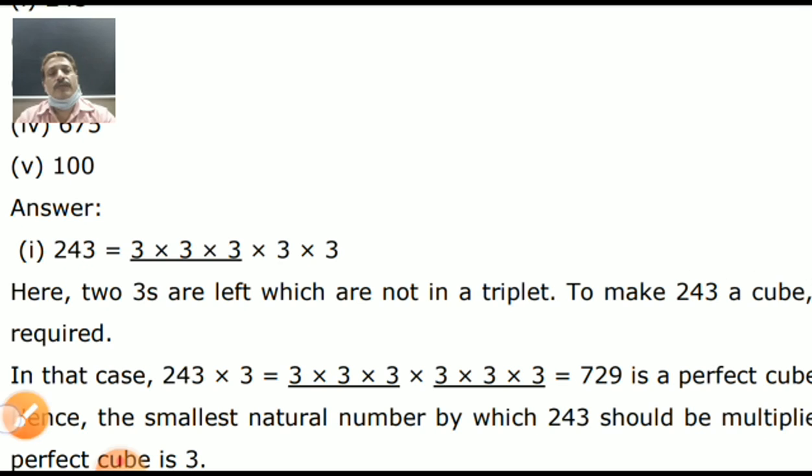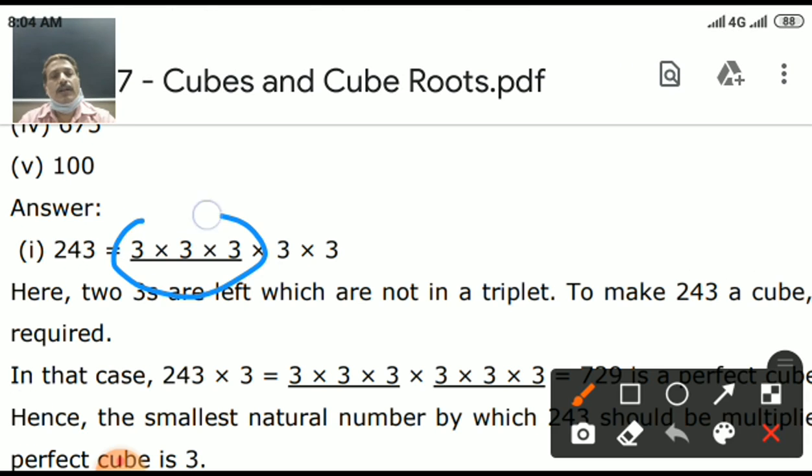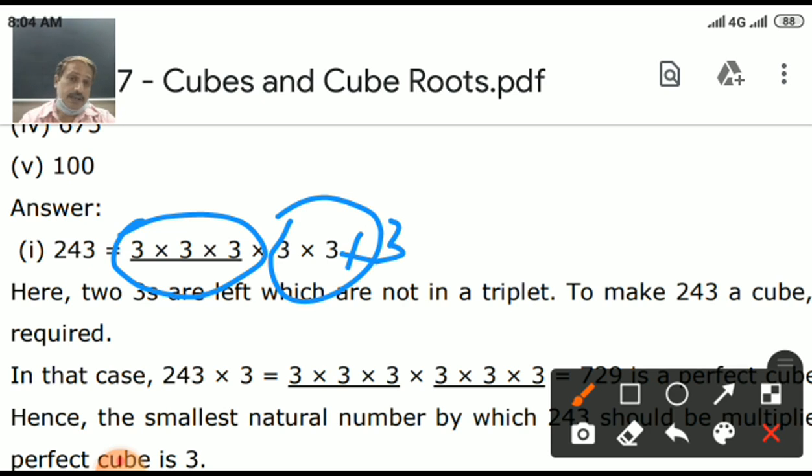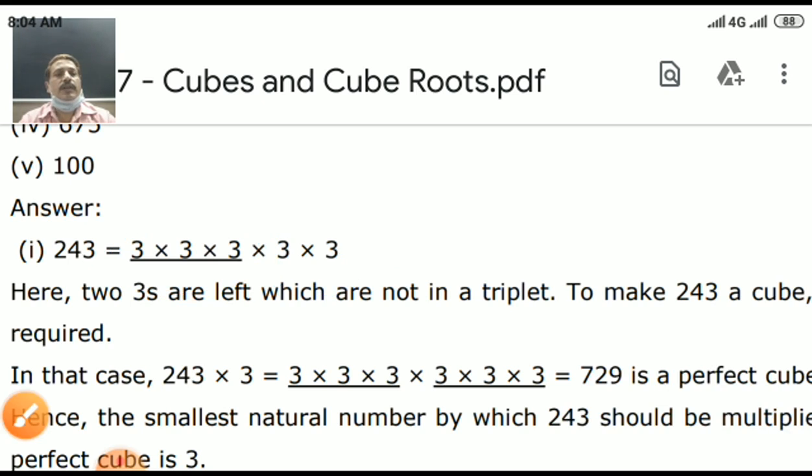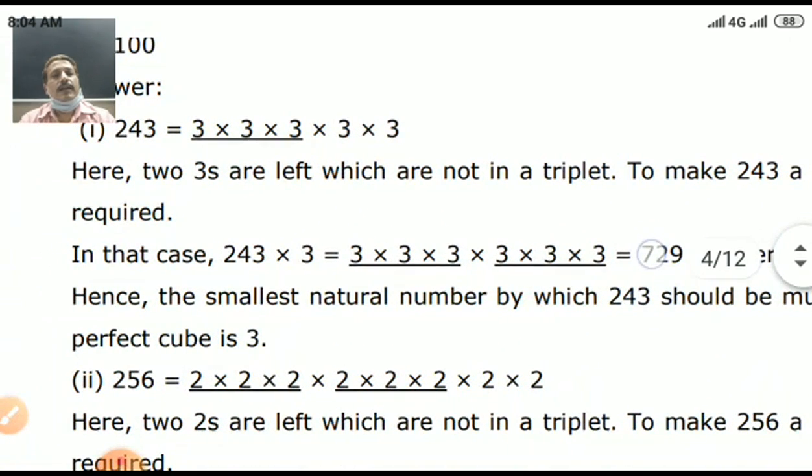See students, here you can get a triplet one time, and the second time only 2 numbers are there. Here 1 is missing. If you multiply by 3, this will be completed and the triplet will be completed. So 243 multiplied by 3, then only will it become a perfect cube. Isn't it, students? Yes. So that's it. 729 is a perfect cube.